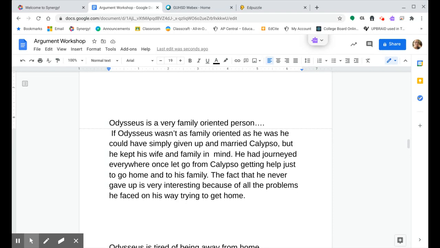And then I'm going to look for, does it come back to that claim and really prove it? If Odysseus wasn't as family-oriented as he was, he could have simply given up and married Calypso, but he kept his wife and family in mind. So you even know what the facts were. So there's a strong tie there to facts.